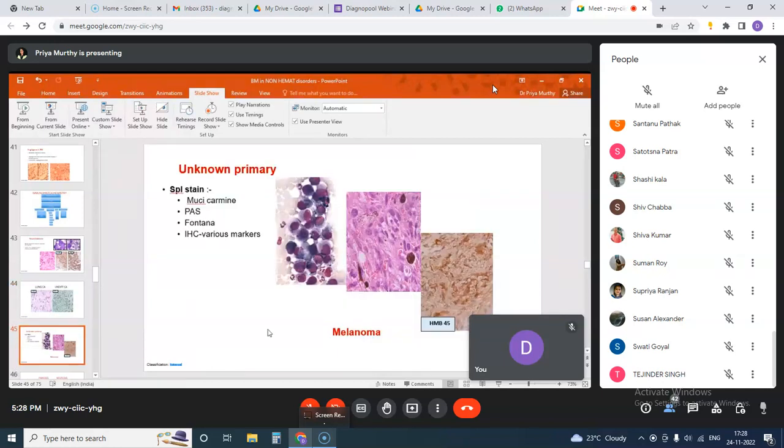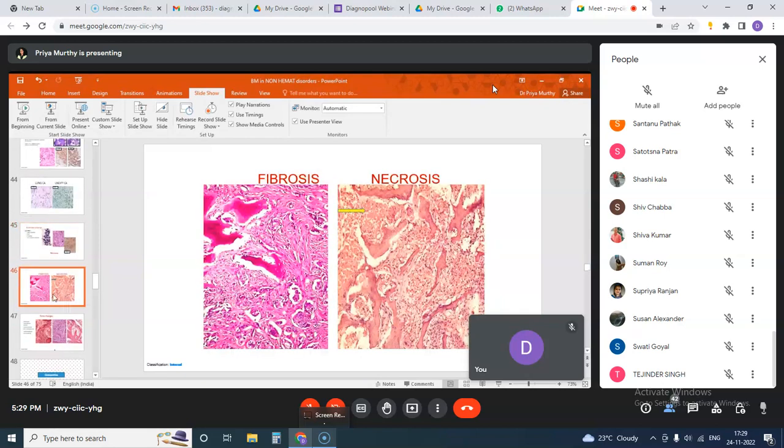So this was a case of a melanoma, and the biopsy showed pigments here, and turned out to be HMB45 positive. And you can do additional special stains, like on an aspirate you can do mucicarmine, PAS and Fontana to identify the primary. So whenever you see fibrosis and necrosis in a marrow and you're not able to make out anything else, it means that there is something sinister happening within the marrow.